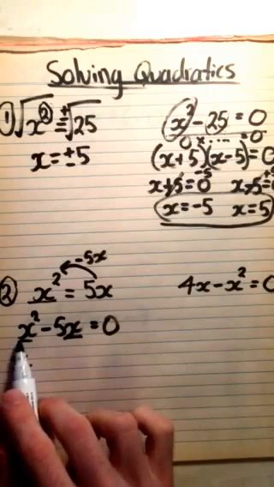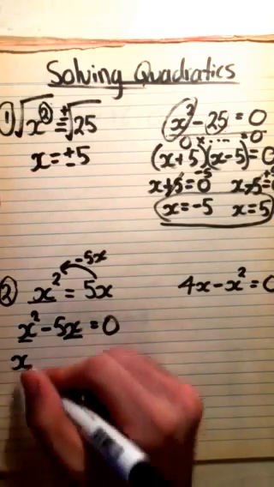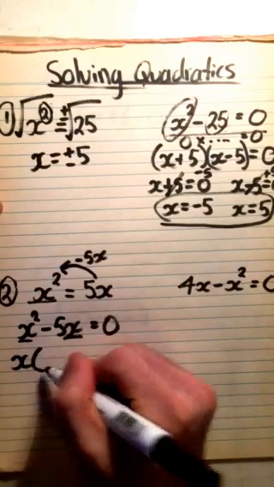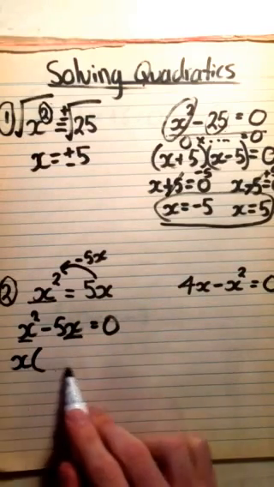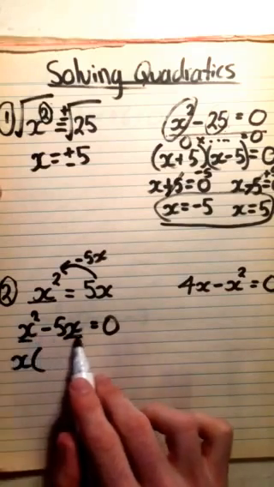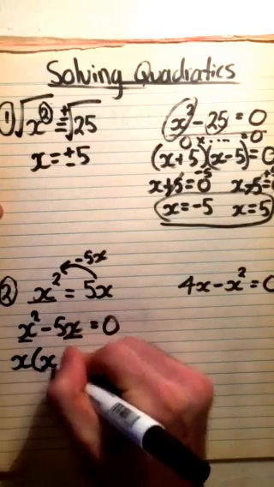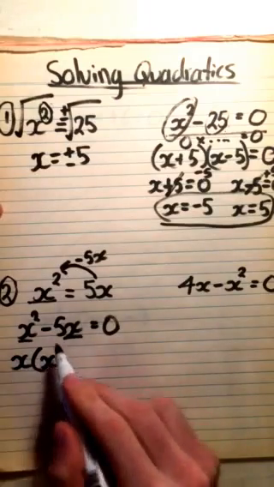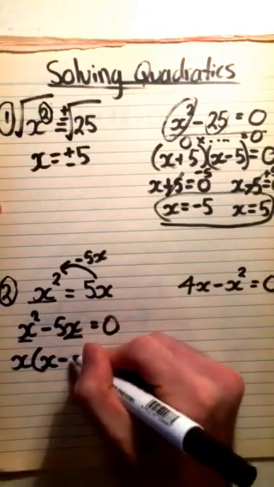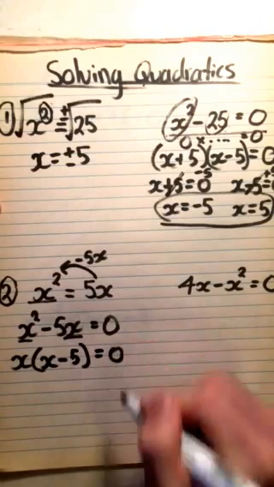There is no higher term that we could take out of both of these terms. So we can make it x, bracket. I want to make sure whatever's in this bracket is the same as the above quadratic. So x times what gives x squared? x times x. And x times what gives minus 5x? x times minus 5 equals 0.